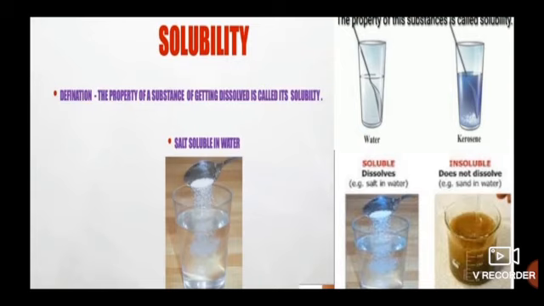You know of many beverages made by using water and soluble substances. The property of a substance of getting dissolved is called its solubility. Example: salt, sugar, etc. Soluble means that it dissolves easily in water. Insoluble means that it does not dissolve in water.